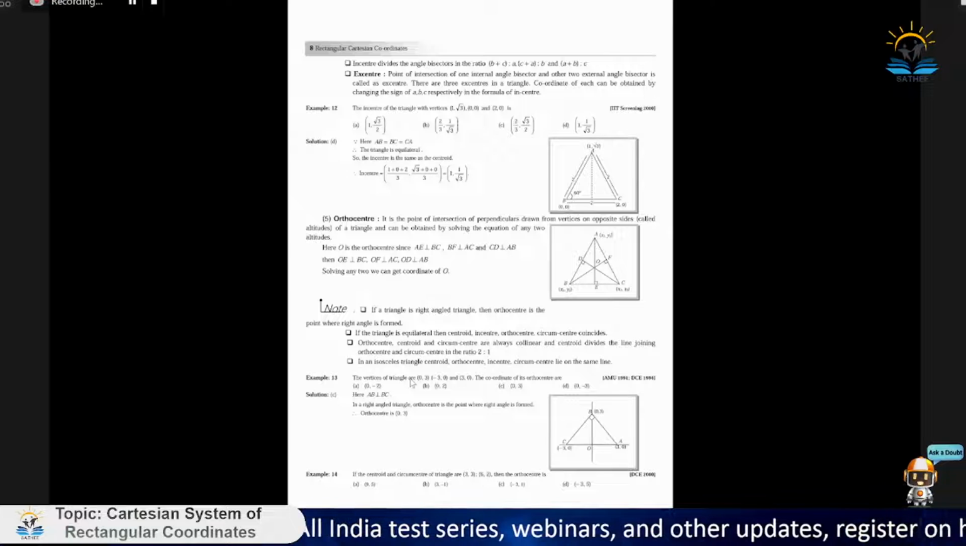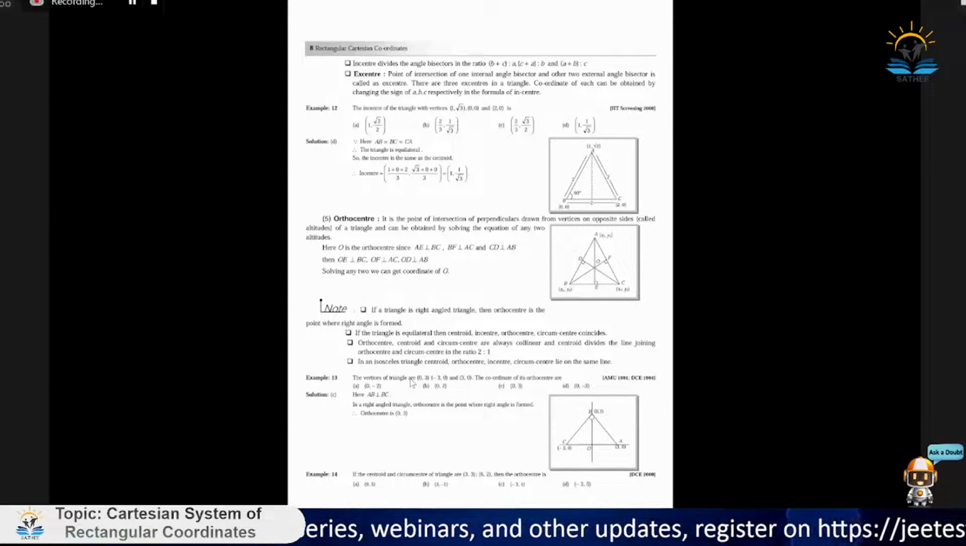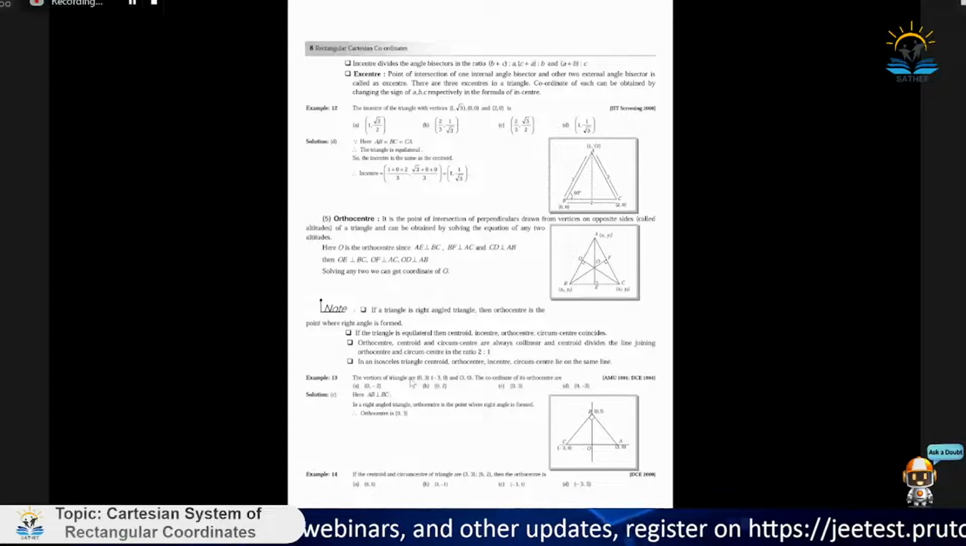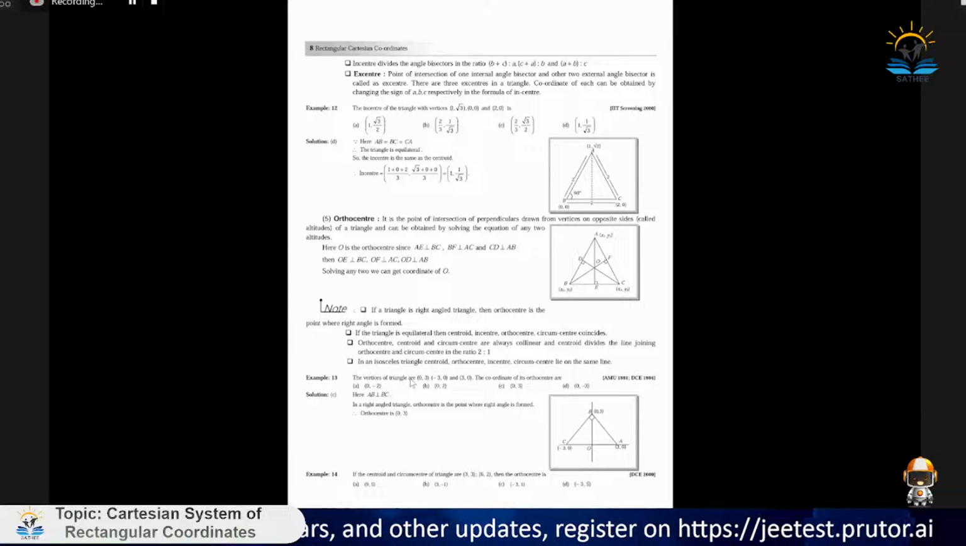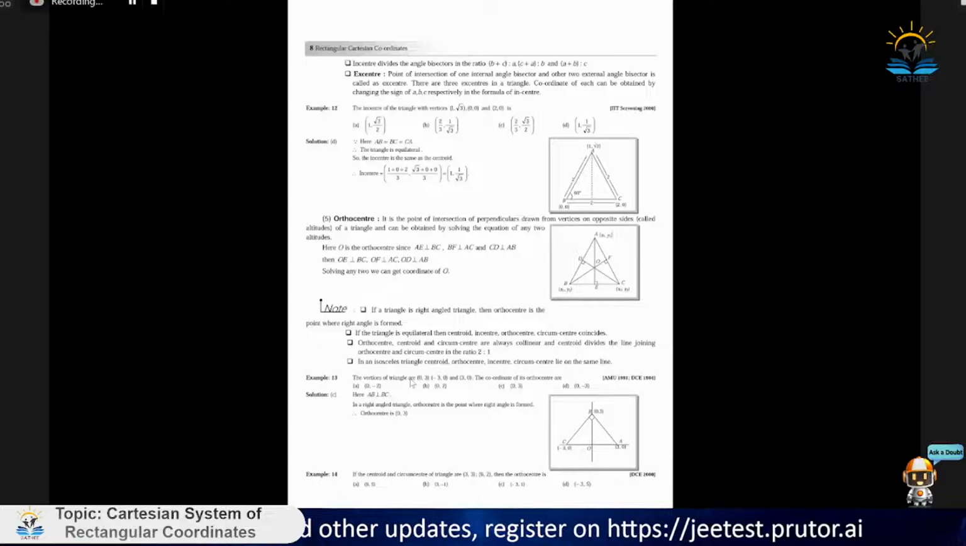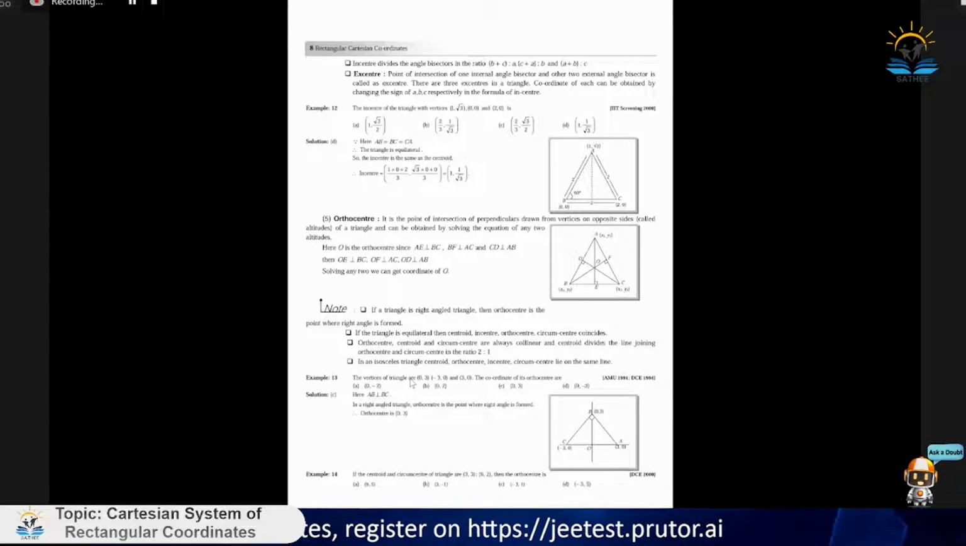As you can see here, as I said, the excenter would be the intersection point of one internal angular bisector and the other two external angular bisectors. So we'll solve the questions. The incenter of the triangle with vertices. Here they gave the vertices of the triangle, and we need to find the incenter of the triangle.